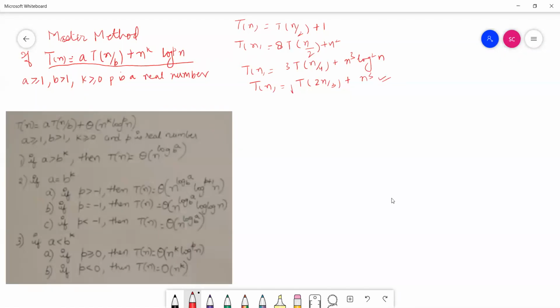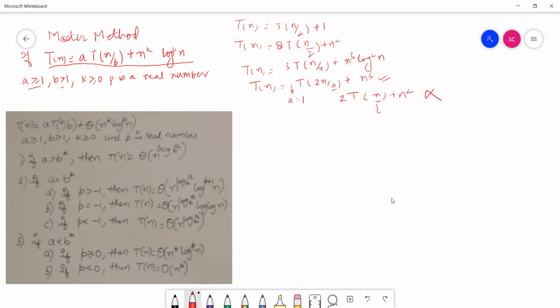So this value is a. So a can be 1. If you see here, a is greater than or equal to 1. So a can be 1. But b, it means this value, cannot be 1. It means that T(n) = 2T(n) + n^2, here we cannot apply master method because b is 1 here. Okay. And since k is 0, so this term can be 1. p is a real number, so p can also be 0. So this term can also be 1.